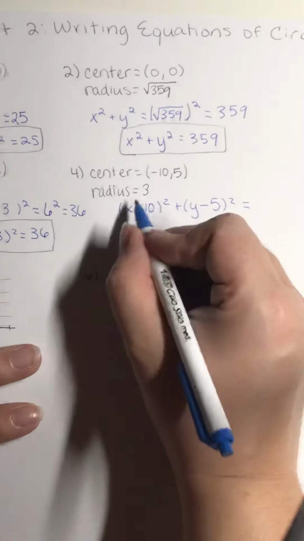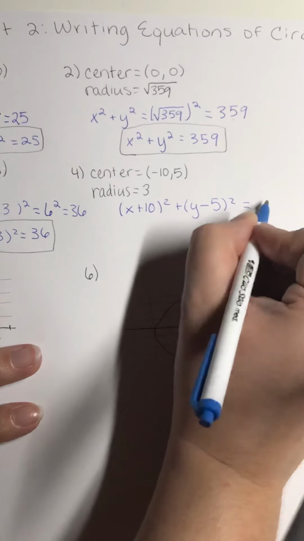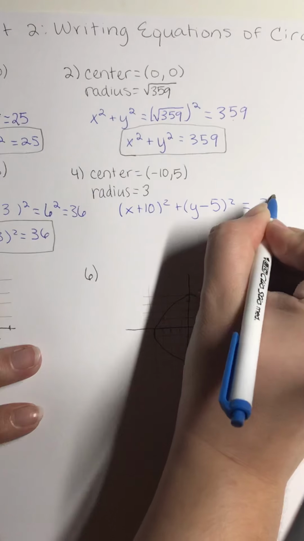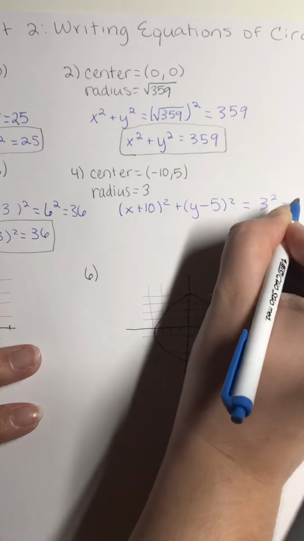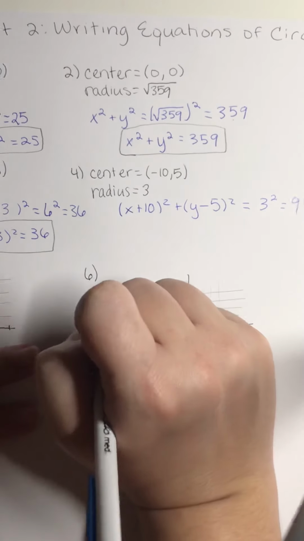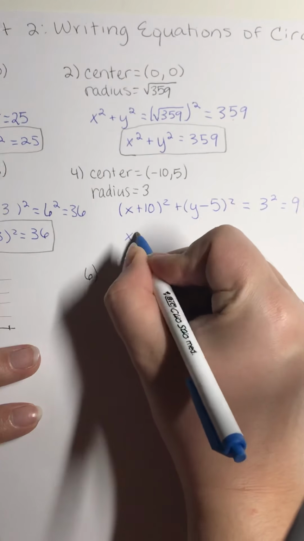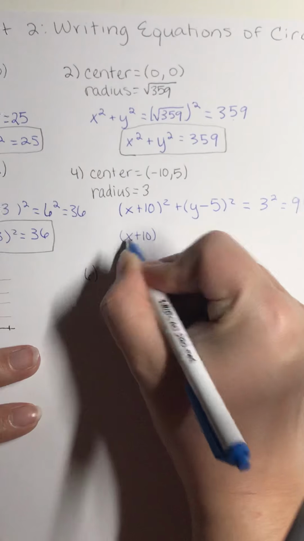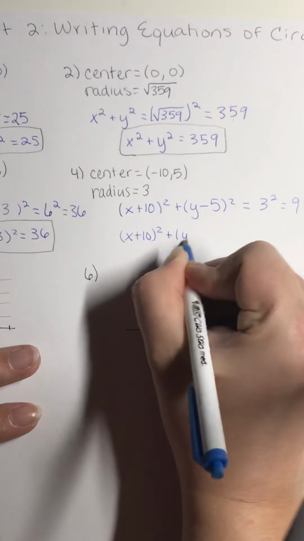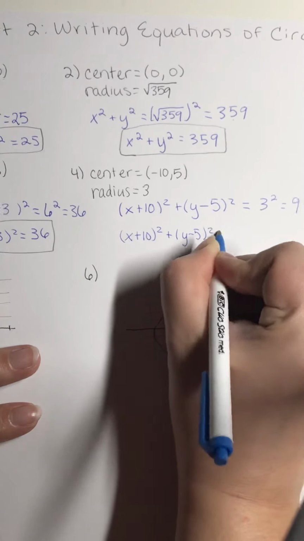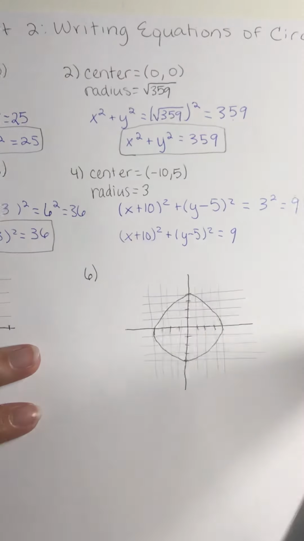Then my radius is 3, so I'm going to set that equal to 3 squared, which is 9. I'm going to rewrite that down here. x plus 10 squared plus y minus 5 squared equals 9.